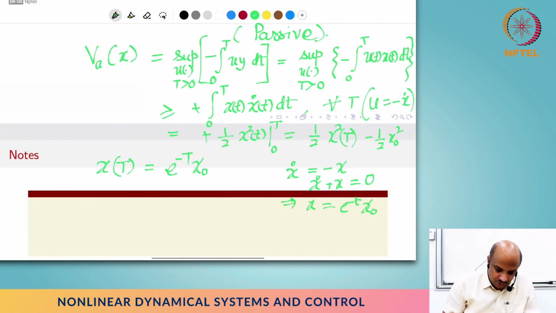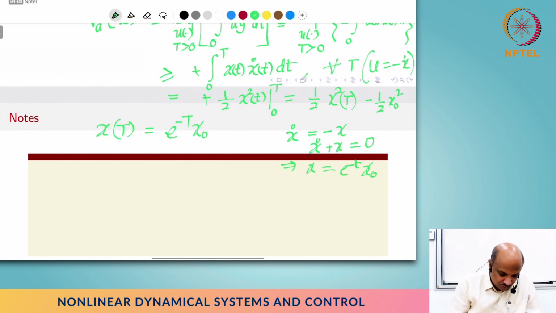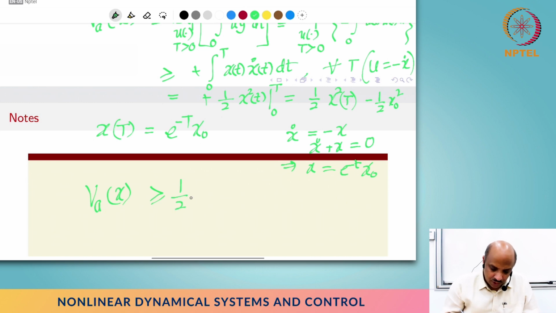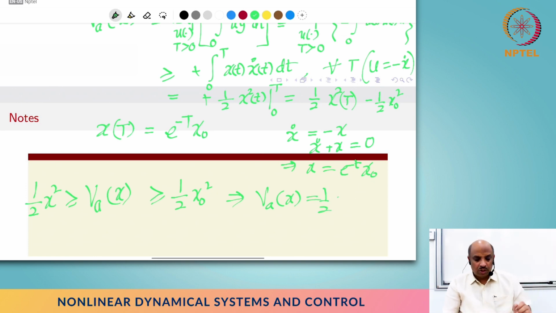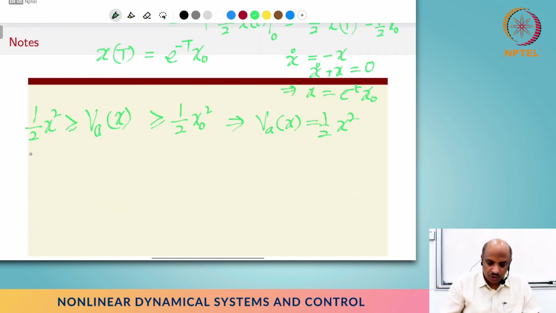There's a simple way; I'm going to leave this as a homework problem for you to figure out. One can actually show that V_a of x is greater than or equal to half x0 squared. Somewhere I kind of got lost here, but that's what we will get. But we already know that one of the storage functions is half x squared. So therefore V_a of x is half x squared. Okay, so this is one possibility.